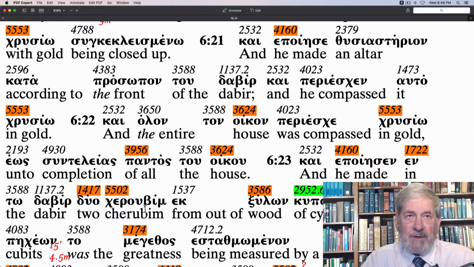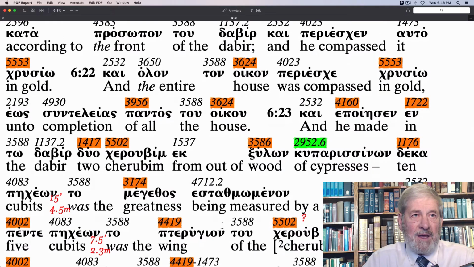is 2 in derivative, cherubim, transliteration, from out of xylon. Kiparisinon, and we see that green, so you can add that, and it's cypresses, almost a transliteration there. Kipari, cypresses. Deca, a decade derivative.